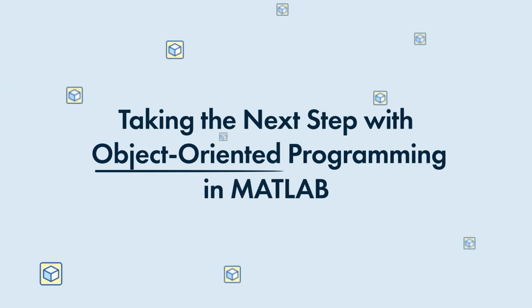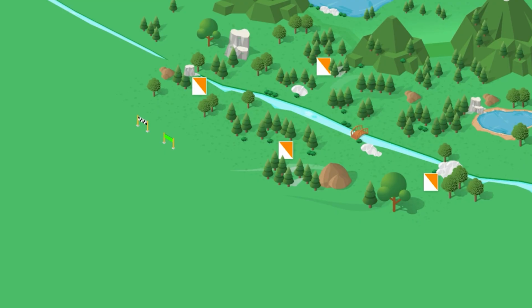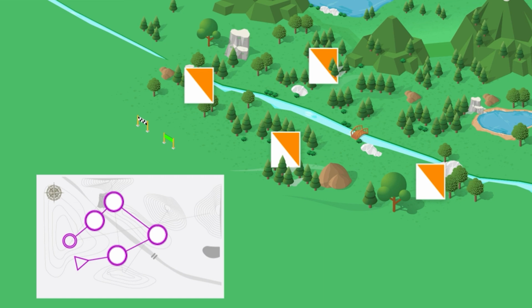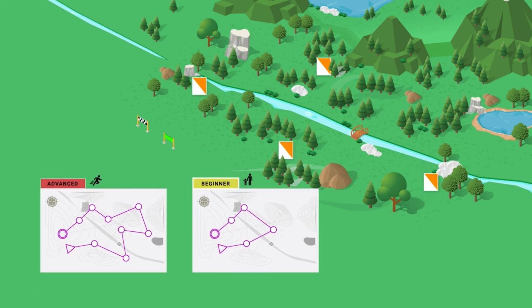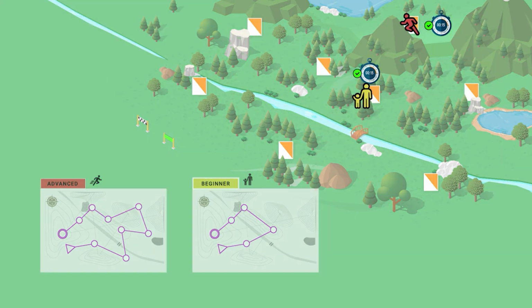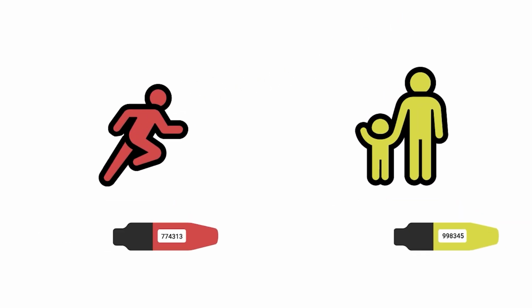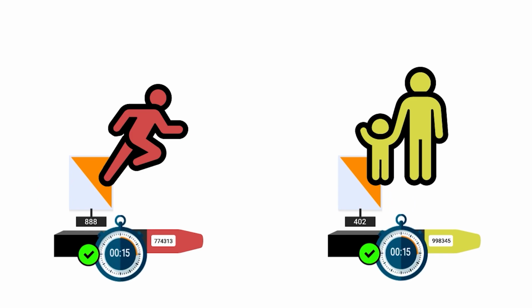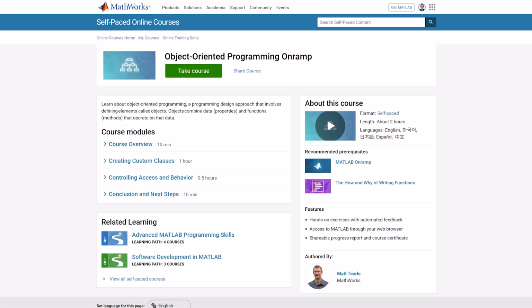Today, we'll be using an example featuring orienteering to orient ourselves with object-oriented programming. Orienteering is a sport in which participants use a map to find their way through the wilderness to a series of waypoints as quickly as possible. These participants carry an electronic ID stick, which records their visits to each waypoint. This example is featured in the MATLAB Object-Oriented Programming on-ramp tutorial, and we'll be using a simplified version of it today.